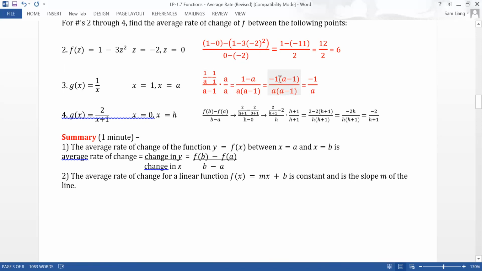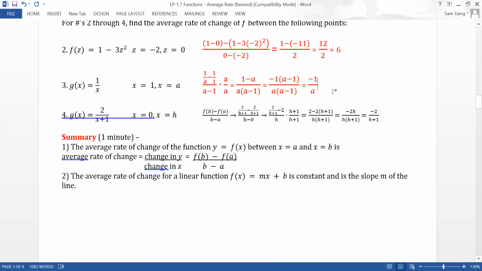And you can check that, right? So that's the same thing as this, right? So -1 times a is -a. That's this part here. And then -1 times -1 is +1, which is accounted for here. Okay. Yeah, so I just factor a -1 so that I can divide out this a minus 1 factor. And if you do that, you're going to get -1 divided by a as your final answer.